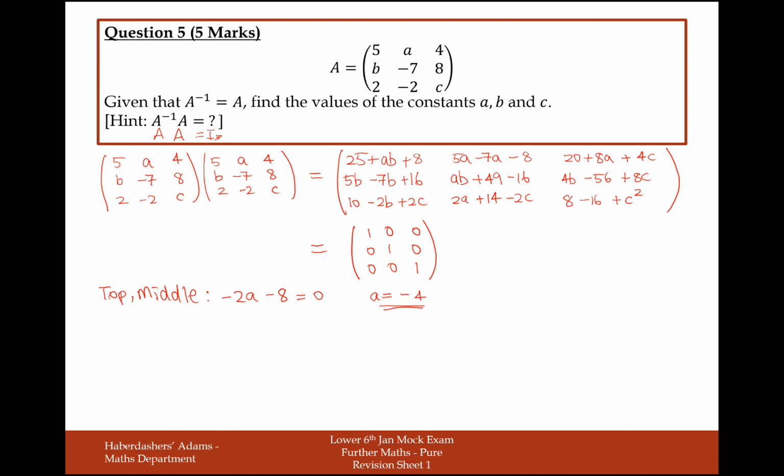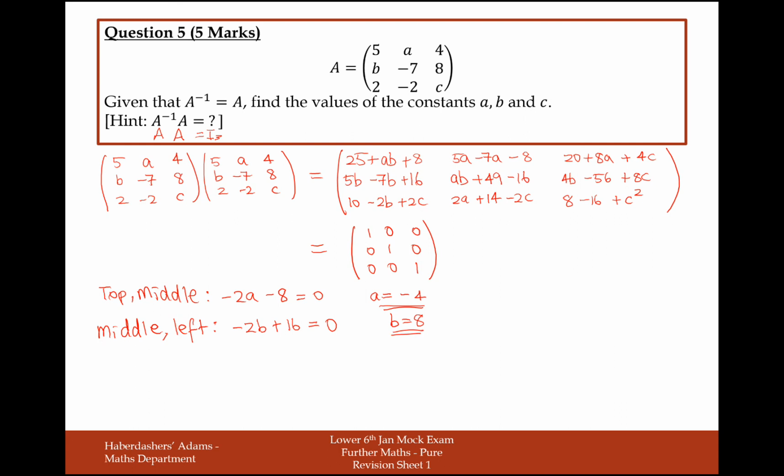Now working with the middle left hand cell, I've chosen the middle left hand cell because it has only b's in it. The total expression is minus 2b plus 16 will equal the middle left cell in the identity matrix, 0. So I get another equals 0. And looking to solve this, add the 2b to the other side, divide by the 2, I get b is 8.